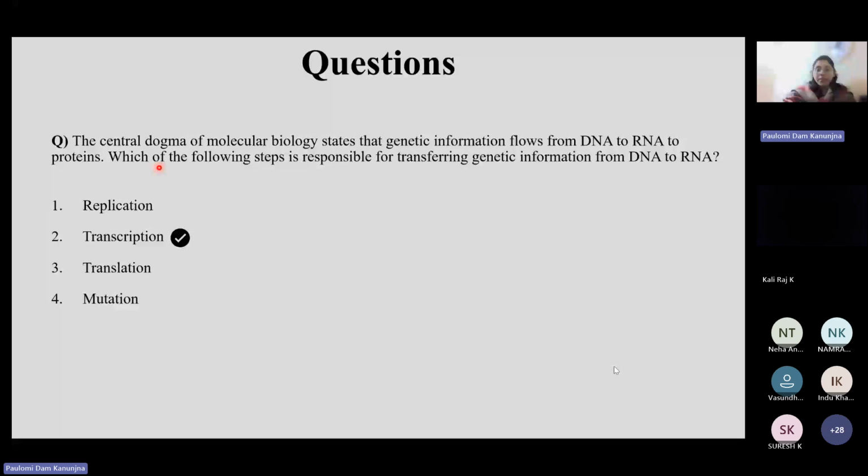And the fourth one is mutation. It's basically a change in the sequence of nitrogenous bases or protein or anywhere. So that's mutation. That is not what it's referring to. The question was DNA to RNA. So that is transcription.